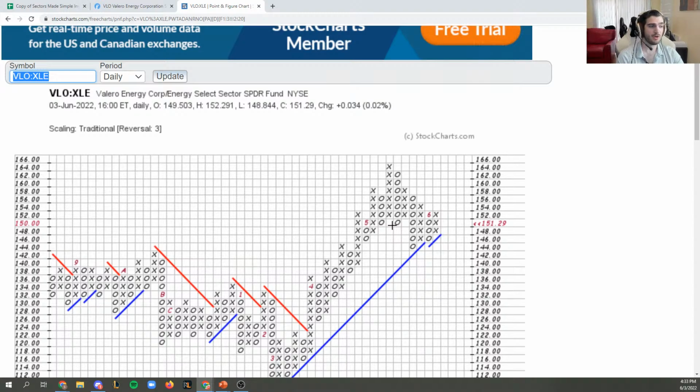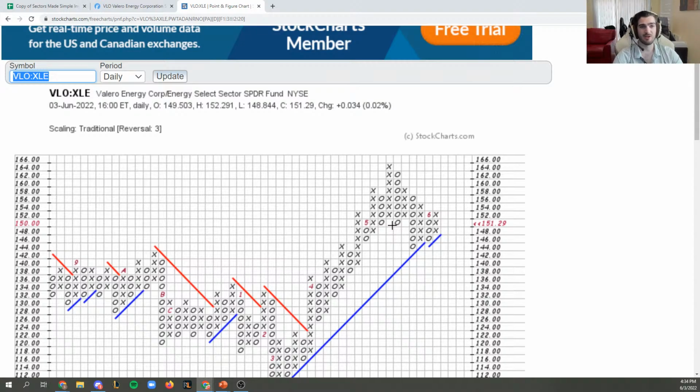So now we know a couple more things. Valero is outperforming its industry, short-term and long-term. Valero is outperforming energy, short-term, but not outperforming it long-term. So 3 of the 4 signals are saying that VLO is stronger than its industry and its sector. 1 is saying that the sector is stronger than Valero.